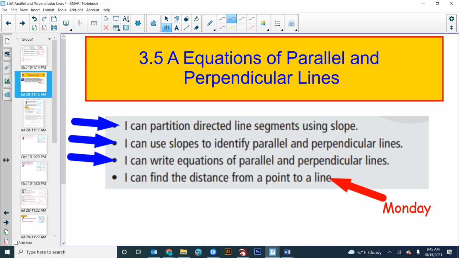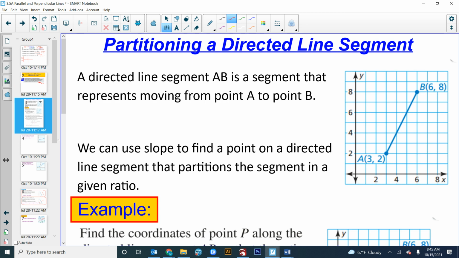Now, we're going to do 3 things today and 1 thing on Monday. The thing we're doing today is called partitioning a directed line segment. It sounds really confusing. Not that bad. Partitioning a directed line segment.